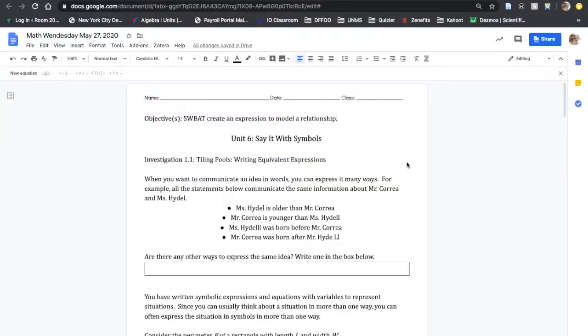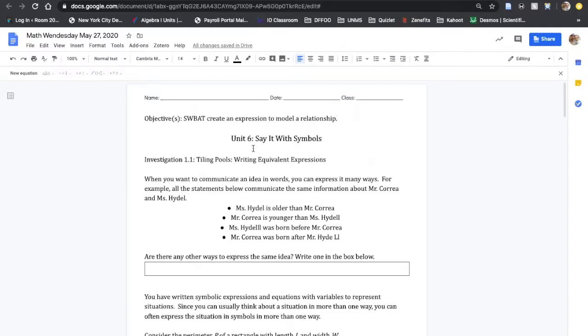So, our objective for today is that students will be able to create an expression to model a relationship. We're starting our next unit today. It's called Say It with Symbols, and we're starting to get more into the pre-algebra that we're going to need next year when we take algebra. Some of this stuff we've already seen before, and some stuff that we're going to see later this unit is going to be new.